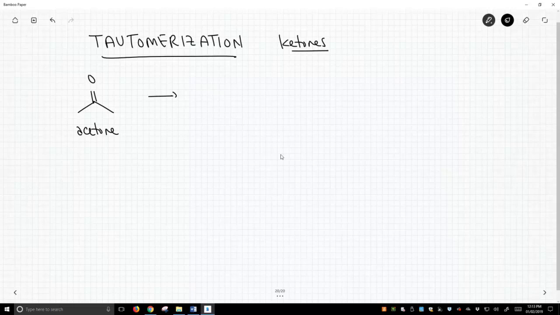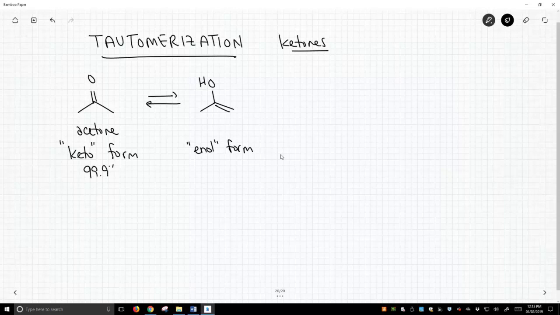As it turns out, when you have a bottle of acetone, it is in equilibrium with another form. And that other form looks like this. Acetone, the way we typically draw it, is the keto form. But there's just a little bit of it, about 0.1% or so, which exists as the enol form. So let's say about 99.9%.